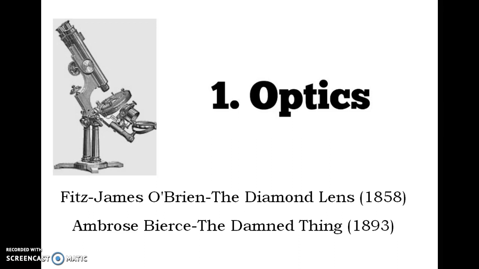First of all, there's Fitzjames O'Brien's The Diamond Lens. Fitzjames O'Brien was a writer born in Ireland who became a U.S. citizen and then died in the Civil War. And he wrote a number of stories in the general area of science fiction, horror, and fantasy. In this particular story, he's dealing with microscopes and what we might see at the subatomic level. Or at least the microscopic level.